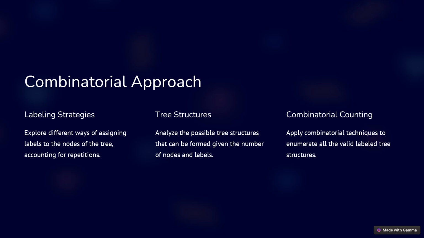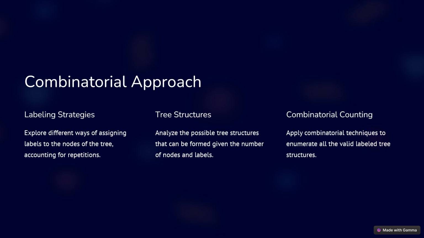The developed approaches are of three types, based on labeling strategies, tree structures, and combinatorial counting. Labeling strategies explore different ways of assigning labels to the nodes of a tree, accounting for repetitions, storing different labels for different nodes of the tree, and assigning the labels to the trees as a value stored in each node.